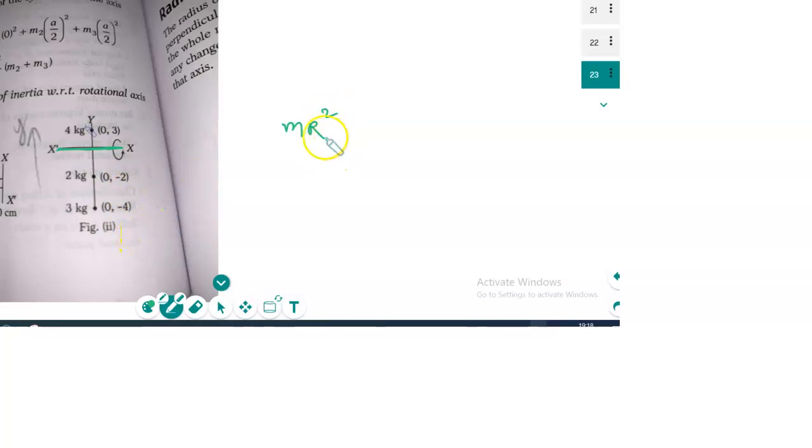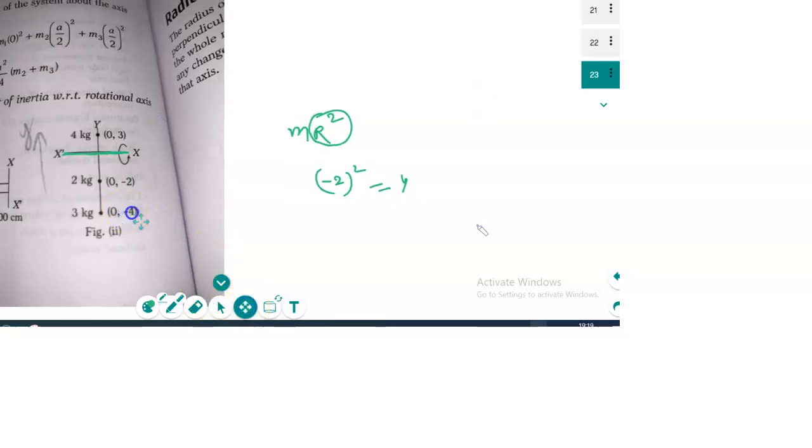No, no, because for the moment of inertia you are squaring the distance. When you square a negative quantity it is positive only. It doesn't matter that the y-axis is going down. Okay, that's fine.